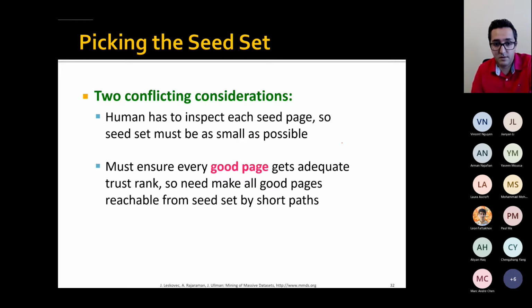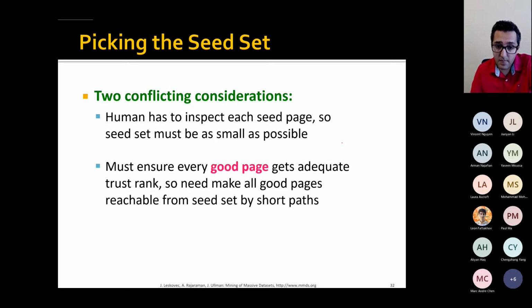Now, how can we pick the seed set? There are two conflicting considerations here. One is, because it's a human involved process, we want the seed set to be as small as possible because that's a bottleneck. How many pages can we investigate?